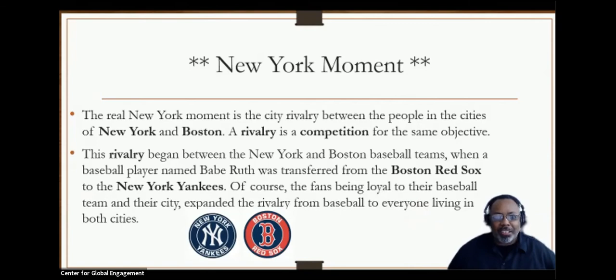Now, how did this rivalry begin? Why is there this Boston versus New York? And no, it's not the different accents. This rivalry began between New York and Boston teams. Oh, hey, teacher, what's a rivalry? Well, simple. A rivalry is a competition for the same objective. So what objective is this rivalry about, right? So the rivalry between New York and Boston occurred because of baseball.